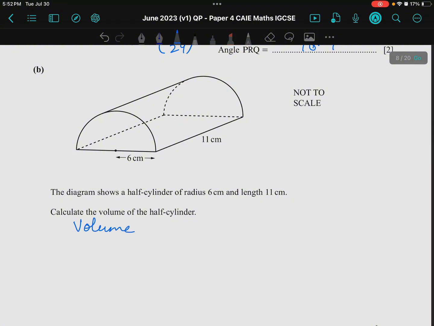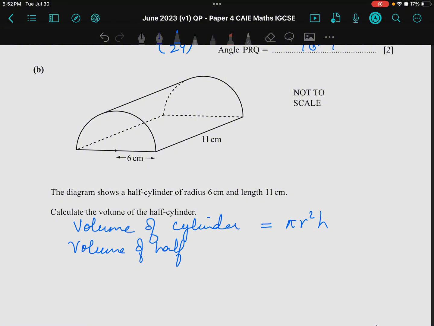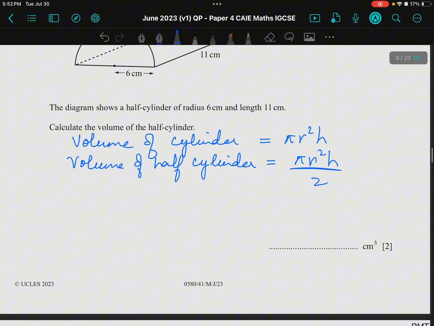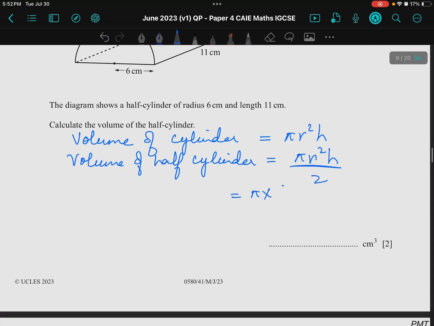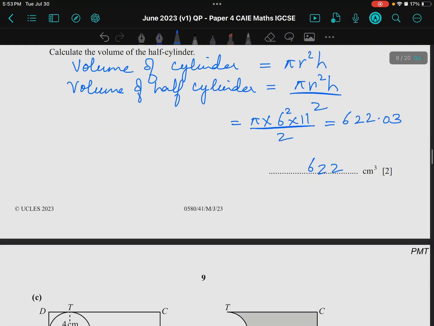First of all, write the volume of cylinder. Volume of cylinder is equal to pi r square h. So what will be the volume of half cylinder? Volume of half cylinder will be half of this, that is pi r square h upon 2. So now put the values. Pi, what is r? 6 square. What is h? 11 upon 2. When you solve this, you will get 622.03 as your answer. You can write it as 622 centimeter cube.